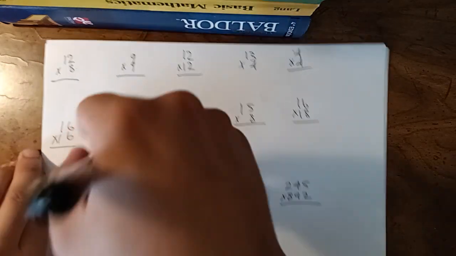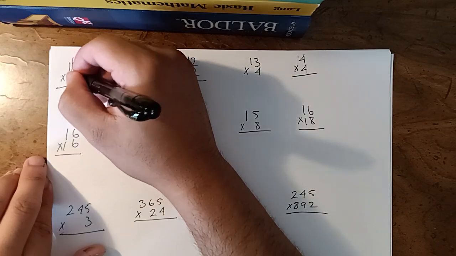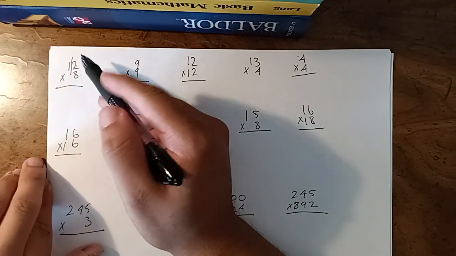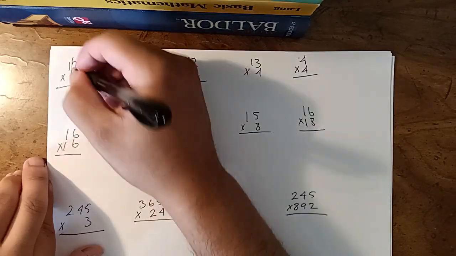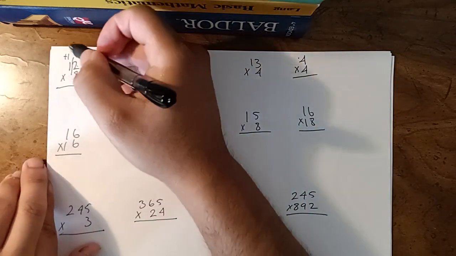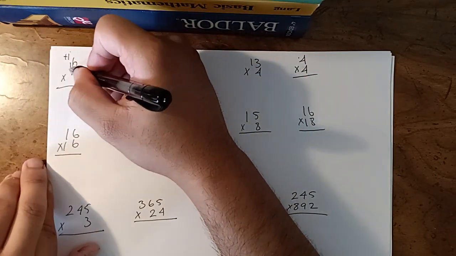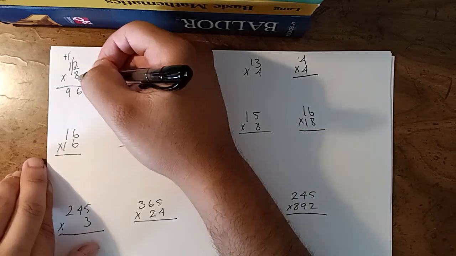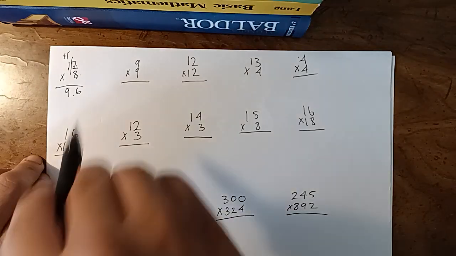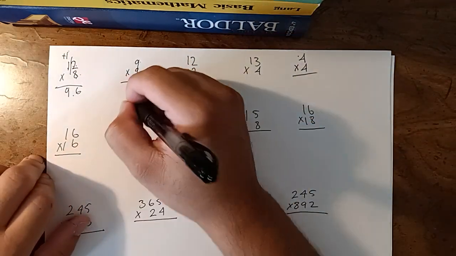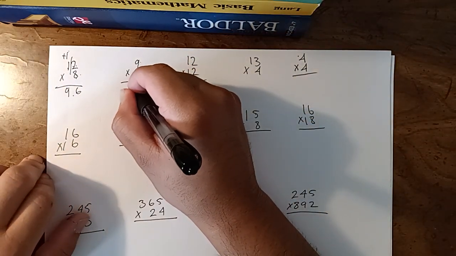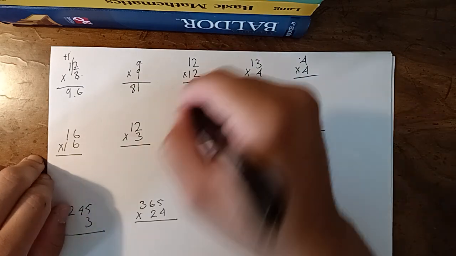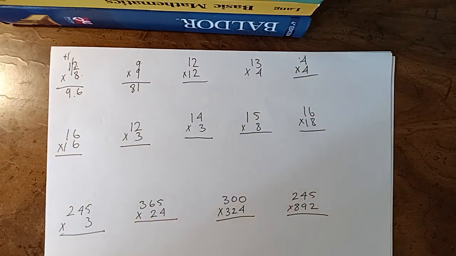All right. 12 times 8. I'm going to do it the long way just so you get used to it. 8 times 2 is 16. Put the 1 here from the 16. 8 times 1 is just 8, plus 1 is just 9. So 12 times 8 is just 96. 9 times 9 is 81. You're going to have to know your multiplication tables. I'll go over that in a minute.